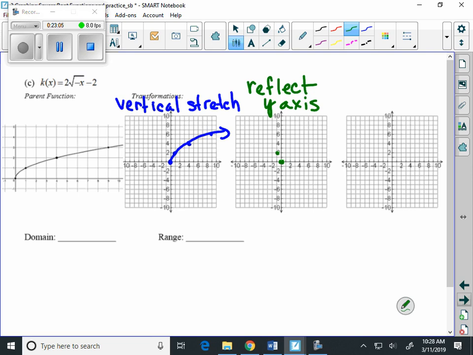From our blue graph, the point 4, 4 is going to become negative 4, 4. From the blue graph, 9, 6 is going to become negative 9, 6. There's our graph reflected over the y-axis. We have one more transformation. Minus 2. It is outside the function, which means down 2.